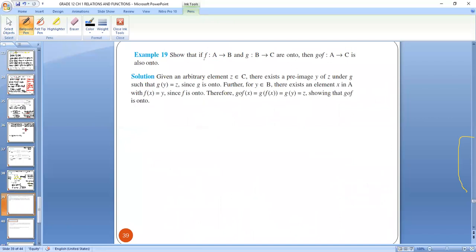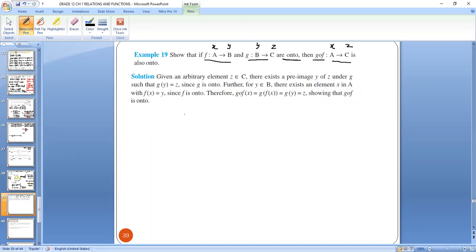Show that F is a mapping from A to B, G is a mapping from B to C, and both are onto. Then we have to prove that G of F, a composition from A to C, is also onto. Again we will take X belongs to A, Y belongs to B, and Z belongs to C. X be any element of set A, Y be any element of set B, and Z be any element of C. Now we have to prove that if X, any element of A, is mapped to Z, any element of C, right?